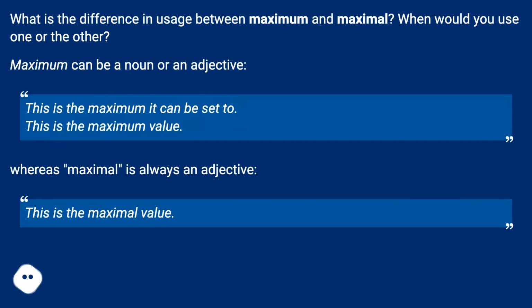This is the maximum it can be set to. This is the maximum value. Whereas, maximal is always an adjective. This is the maximal value.